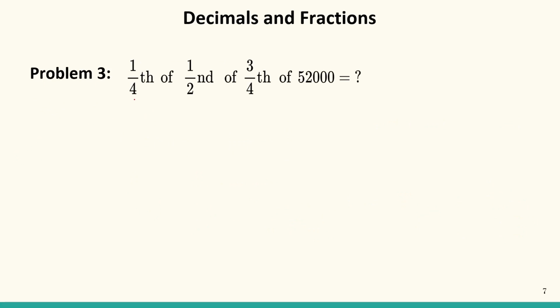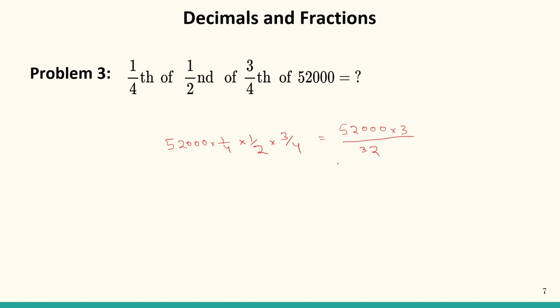So let's jump into problem number 3. What problem number 3 asks us is: 1 by 4th of 1 by 2nd of 3 by 4th of 52000 is equal to what? This is what it asks us. So 52000 into 1 by 4 into 1 by 2 into 3 by 4. What we are left with here is 52000 into 3 whole by 16 into 2, that is 32.